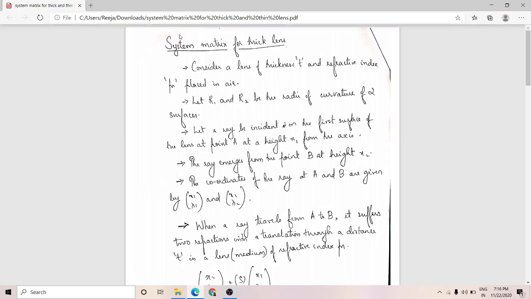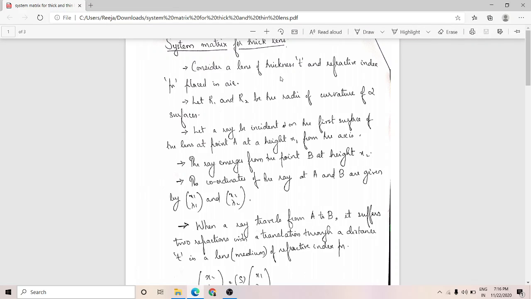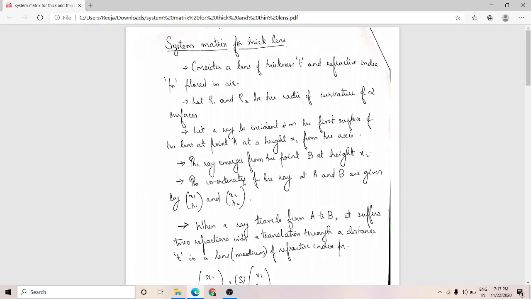So we consider here a lens of thickness T and refractive index mu placed in air. Let R1 and R2 be the radii of curvature of both the surfaces. A ray is incident on the first surface. It travels through the lens and gets refracted out. The ray emerges out from the point B.